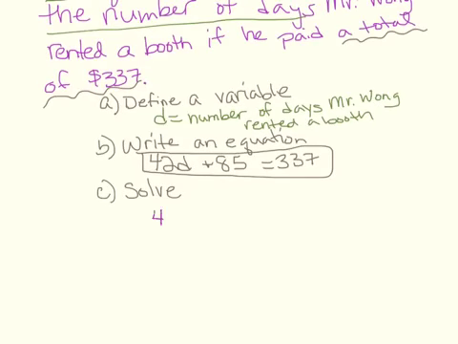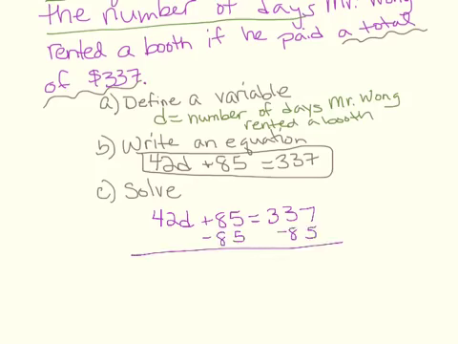So I'll rewrite it for you. You're going to start by subtracting 85 from both sides. When you do that, on your left side, you're still going to have 42d. 85 minus 85 is 0, so we're going to cross that out. We don't need it. It's canceled out. And then 337 minus 85 is going to be 252.